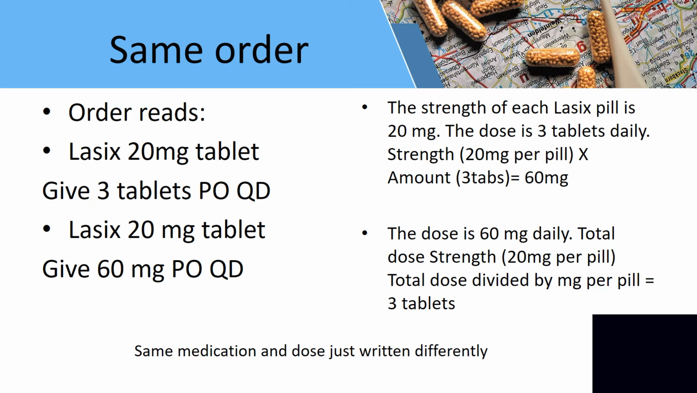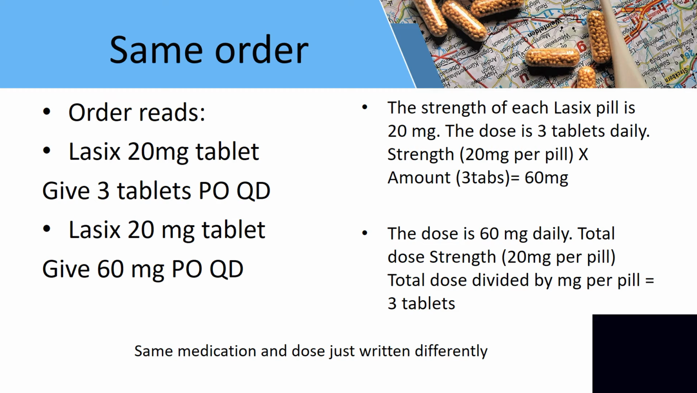Here's an example of the same order written two different ways. Lasix 20 milligram tablet, give 3 tablets PO q day. In order to find the right dose, the strength of each pill is 20 milligrams. The dose is 3 tablets. We know simply 20 milligrams per pill times 3 tablets equals the correct dose, 60 milligrams.